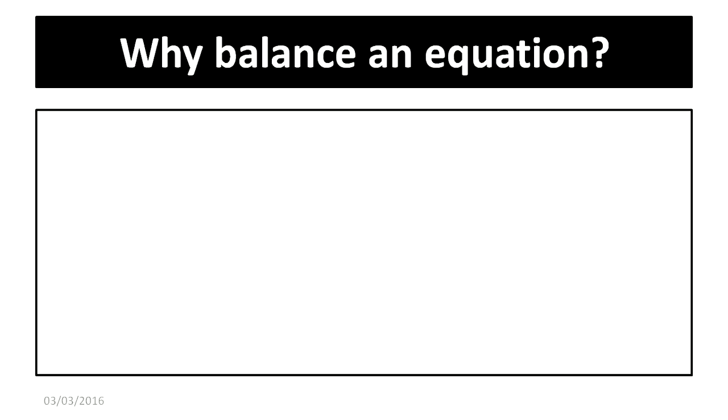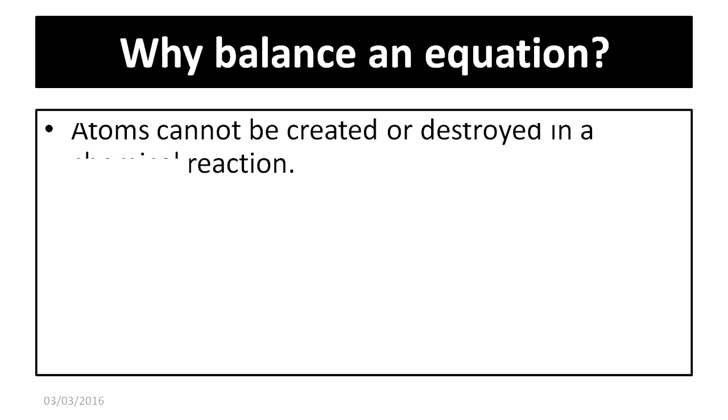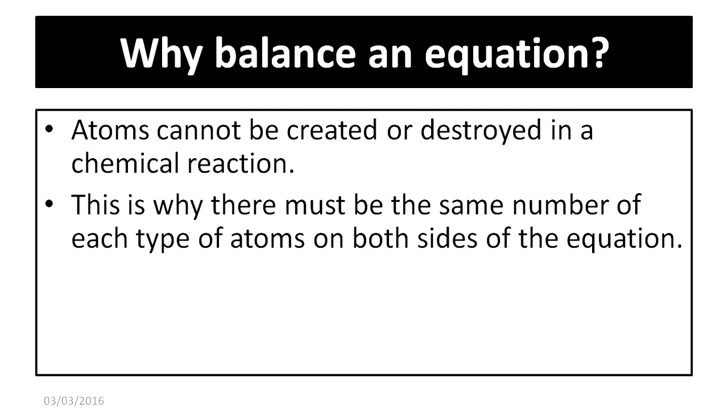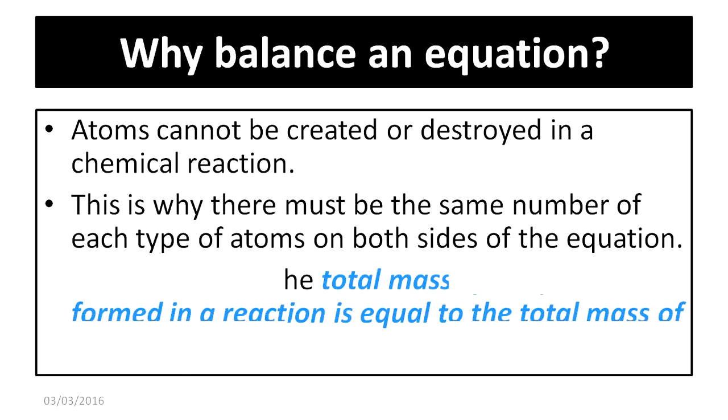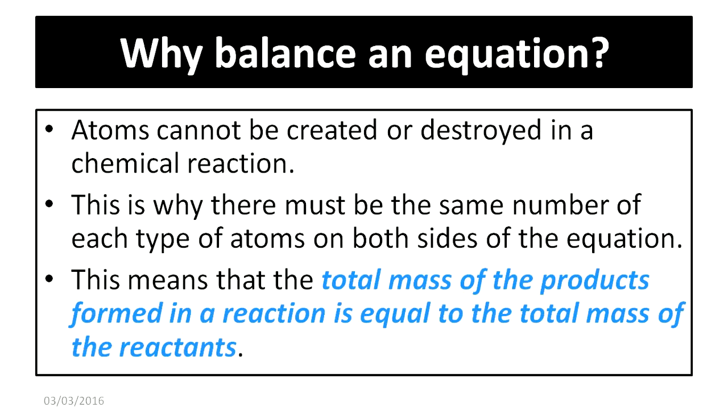Why balance an equation? Pause this video whilst you think about the question. Okay, now let's go over the answer. Atoms cannot be created or destroyed in a chemical reaction. This is why there must be the same number of each type of atom on both sides of the equation. This means that the total mass of products formed in a reaction is equal to the total mass of the reactants.